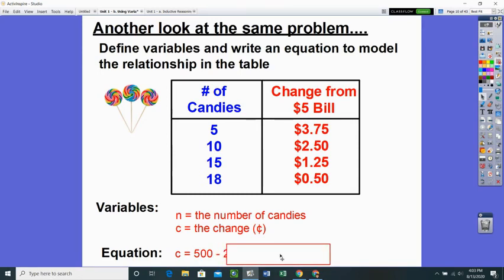Minus not 0.25, but 25 cents. So again, your units are important because it actually can change how your function rule looks. So make sure that you put your units in your definition when you're writing your function rules.